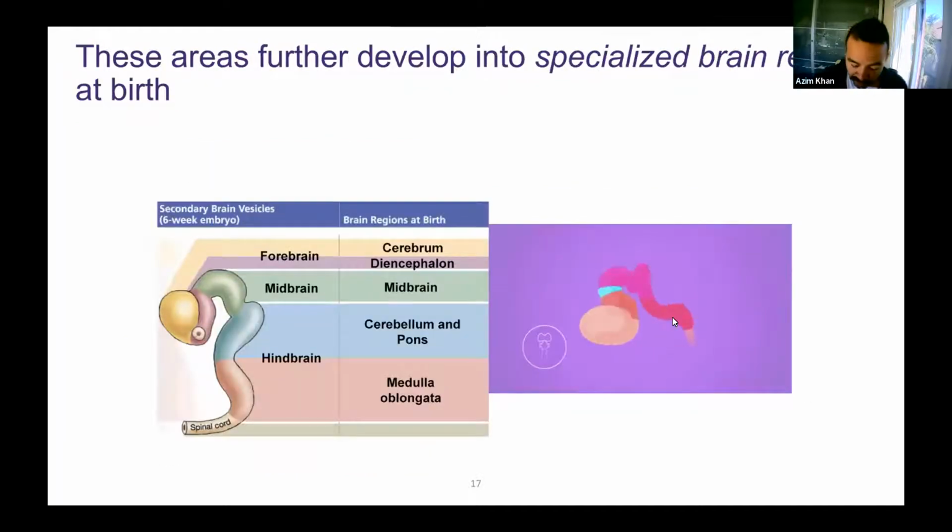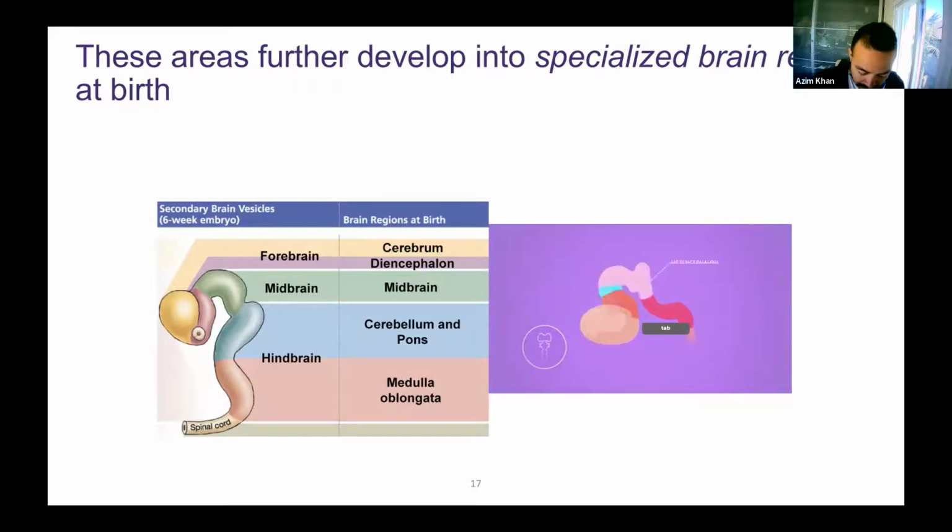We start with that tube. That tube starts developing more. You can see the forebrain gets even bigger. These areas further develop into specialized brain regions. The very front of the forebrain develops into the cerebrum. The cerebrum you can see pictured right here. This is the cerebrum. There's a smaller part of the forebrain that doesn't get as big as the cerebrum. That's the diencephalon. Funny word here, diencephalon.